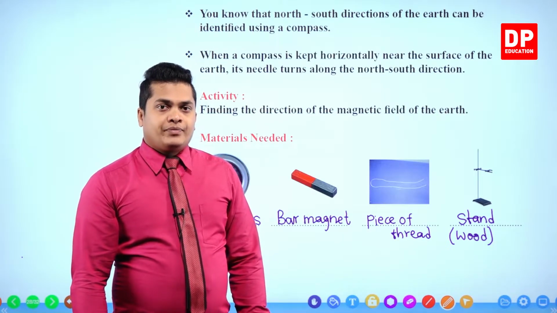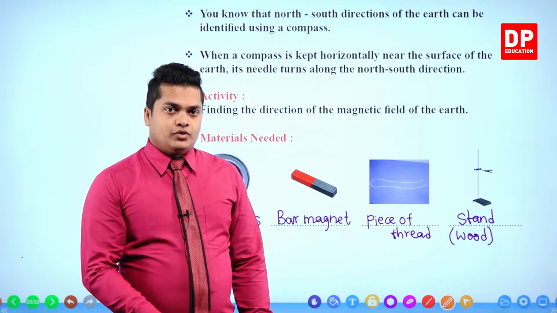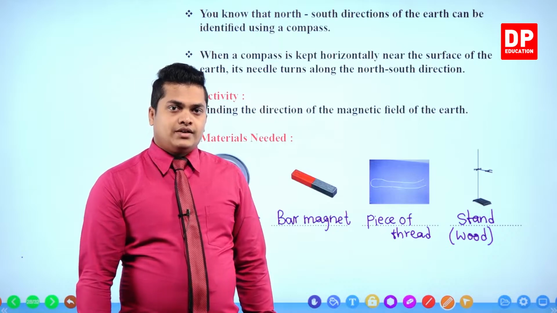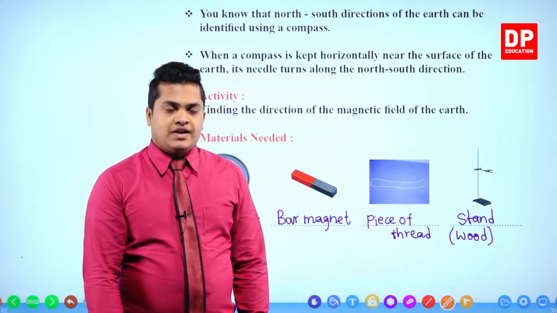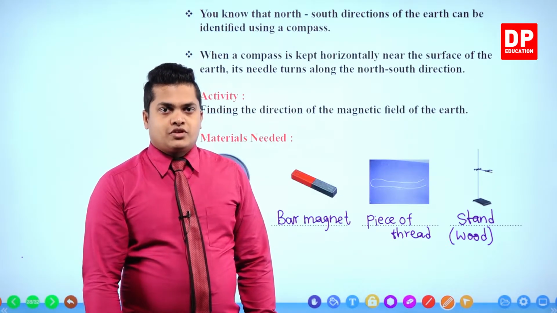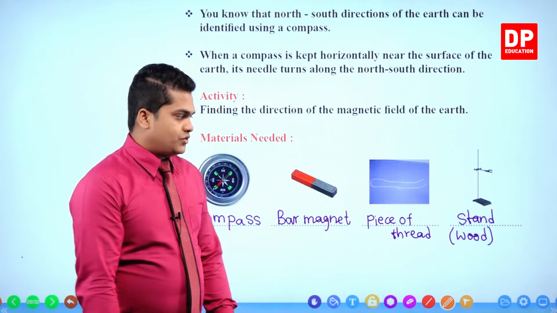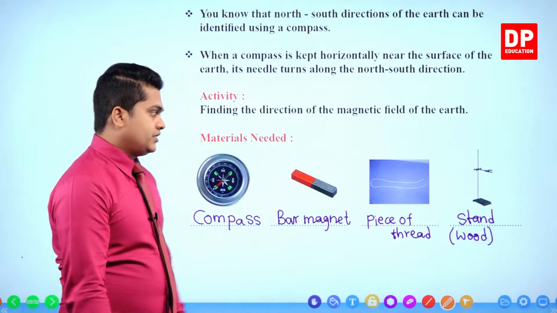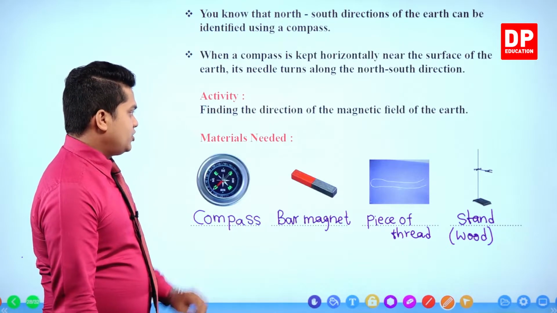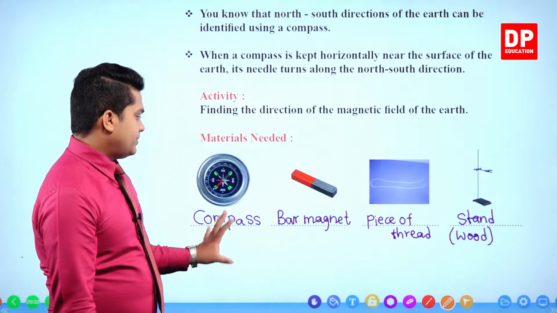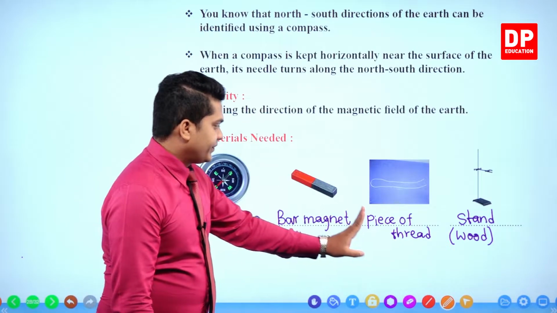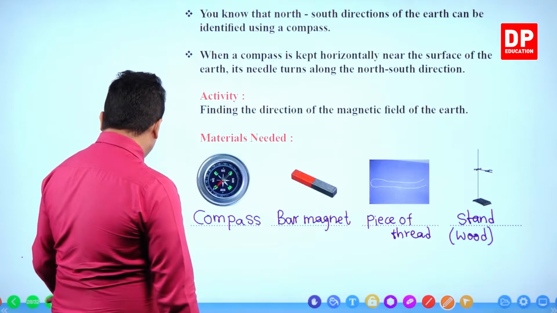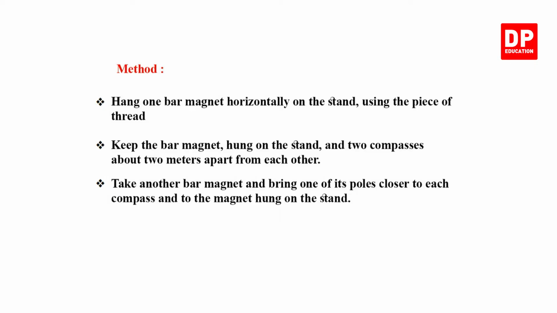It's because, as I told you earlier, if you use magnetic materials, then the magnets will turn towards those magnetic materials, and your observations would get faulty. So it's preferable to use a wooden stand in this experiment. So you'll be needing a compass, a bar magnet, a piece of thread, and a stand. Right. So let's see how to conduct the activity.